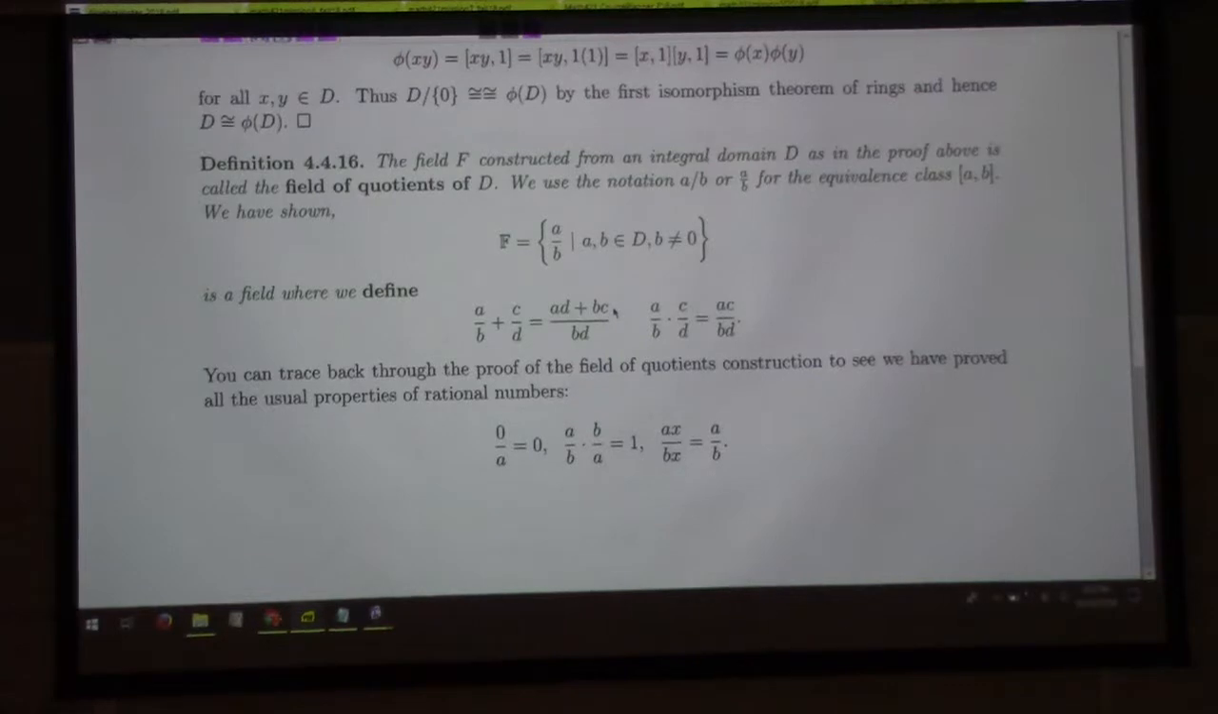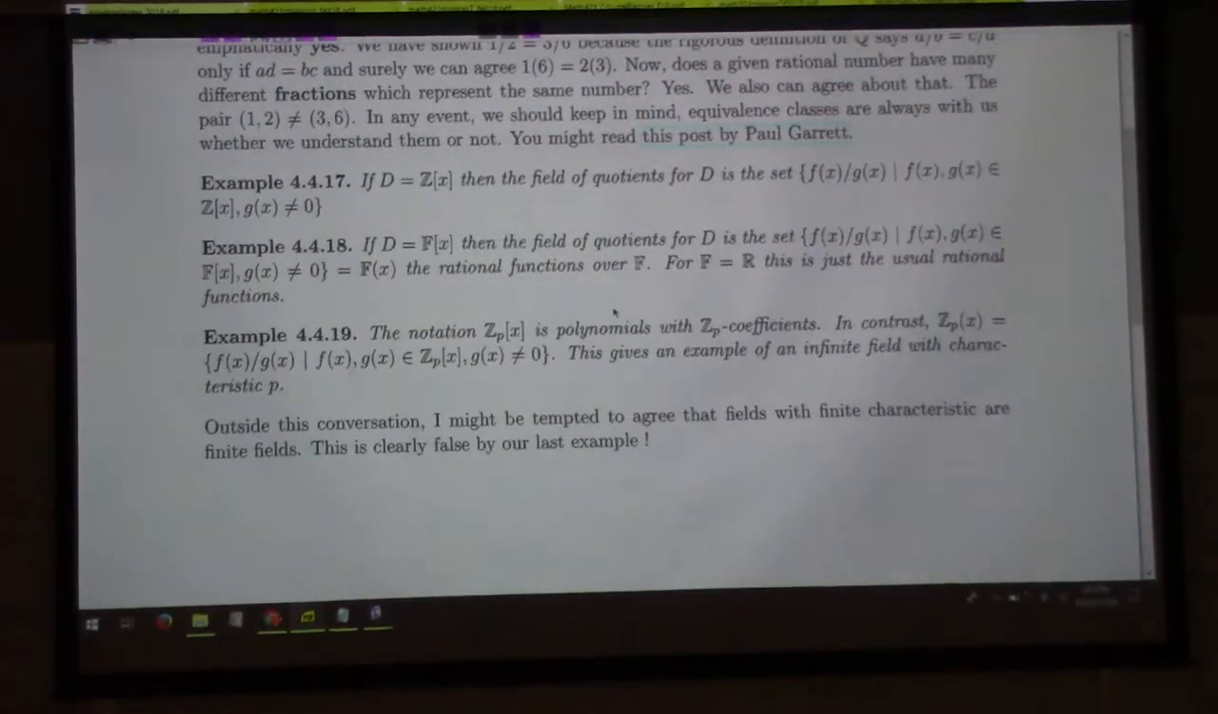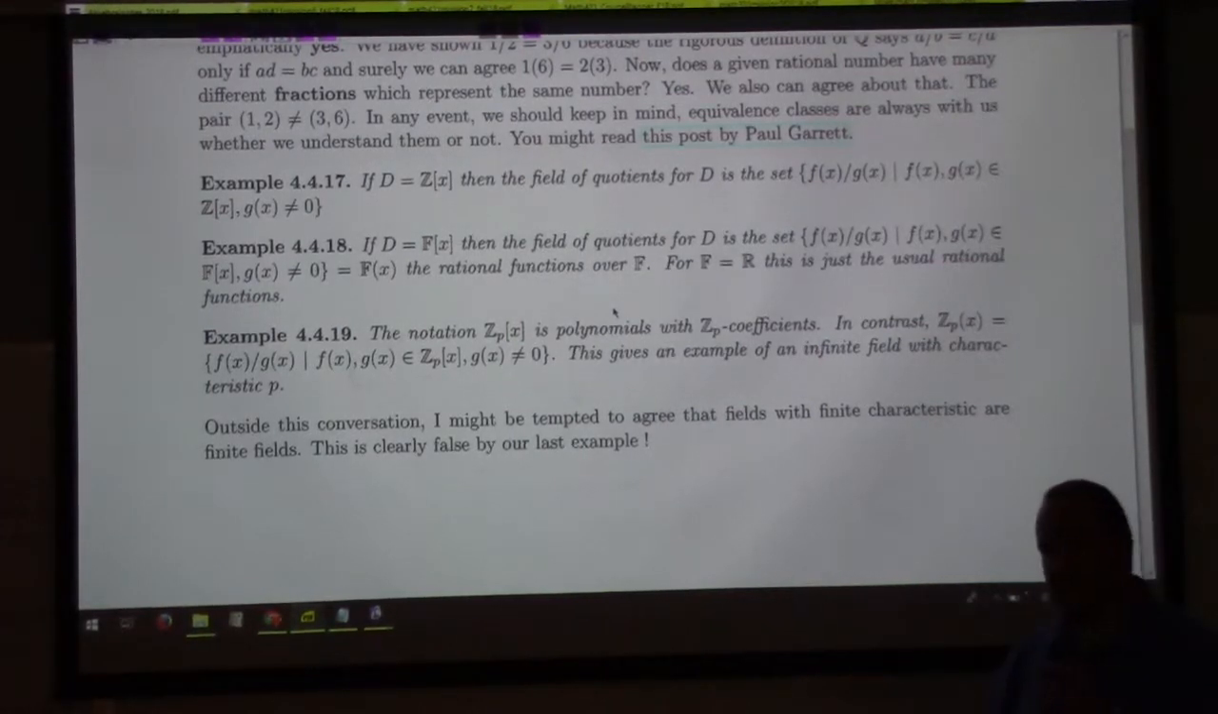For example, this is a little bit more out there. Polynomials with integer coefficients form an integral domain. If you look at fractions, f of x over g of x, where these are polynomials with integer coefficients, that gives you a field. All right, the field of fractions, it gives you a field.